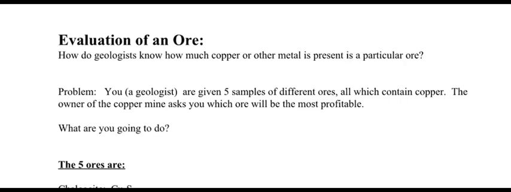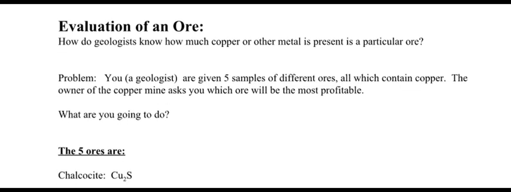So what I want you to do is to determine the percent of copper of each species. All right, so the chalcocite, the chalcopyrite, the turquoise, the malachite, go ahead and find just the percent of copper in each one and then decide which one is going to be most profitable. So that is your assignment for the rest of the bell.